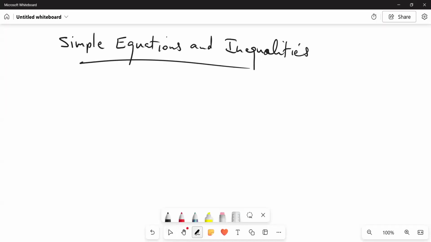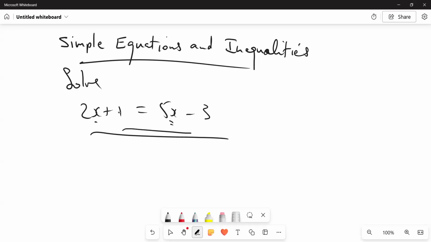So let me give you a simple example. Let's say you're asked to solve something like this: 2x plus 1 equal to 5x minus 3. So you have one unknown, even though x is on both sides. x is a single unknown. It's just a matter of getting them together and solving for x, or finding the value of x that would satisfy this equation here.